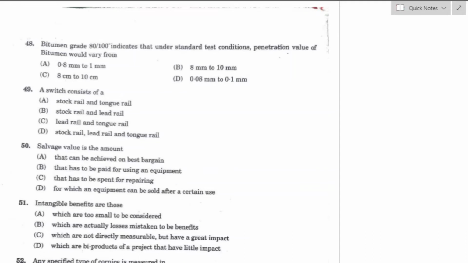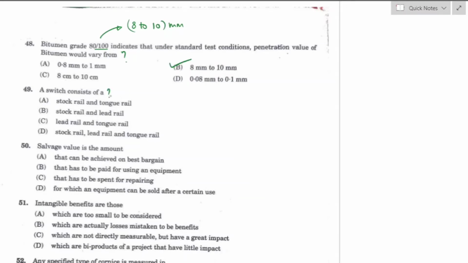Question number 48. Bitumen grade of 80/100 indicates that under standard test condition, penetration value of bitumen would vary from. Bitumen is classified based on the penetration test or its viscosity. Its unit of penetration is 1/10 mm, which means that 80/100 indicates its penetration value as 8 to 10 mm. So option B is the right answer. Question number 49.